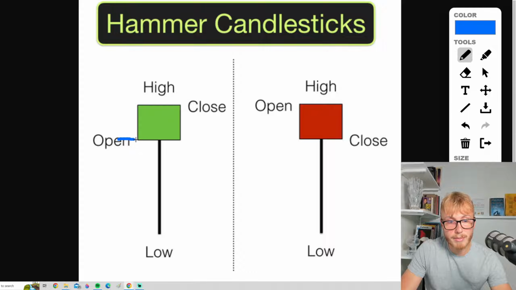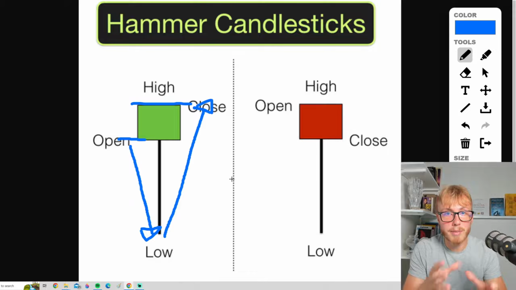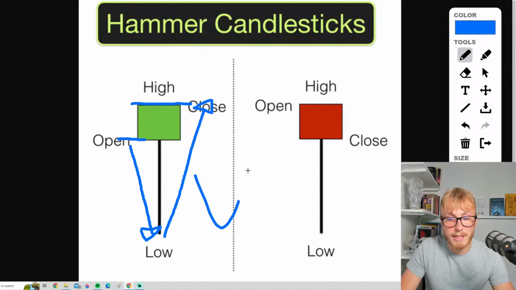So for the hammer, the price opens here, but during the session, for example a day, the bears managed to push the price all the way down here. But during the candle, we can also see that the bulls are taking control, and before the candle closes, the bulls actually manage to push the price all the way here. It indicates that the bulls are taking control and that the price might reverse.